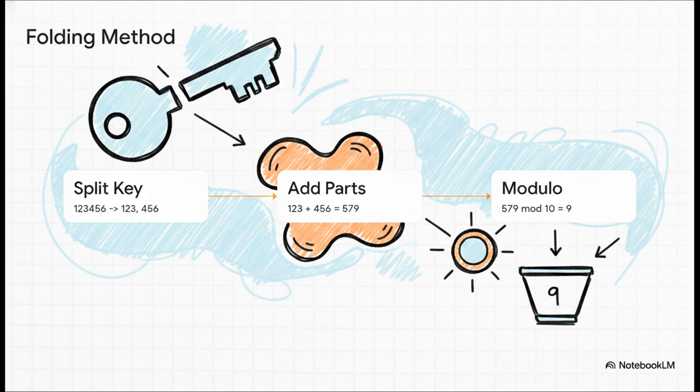Step 2, add those parts together, which gives us 579. Step 3, apply the modulo to that smaller sum to get your hash address, giving us a 9. It's an incredibly clever trick to break down massive keys into manageable bytes, completely preventing system overload.